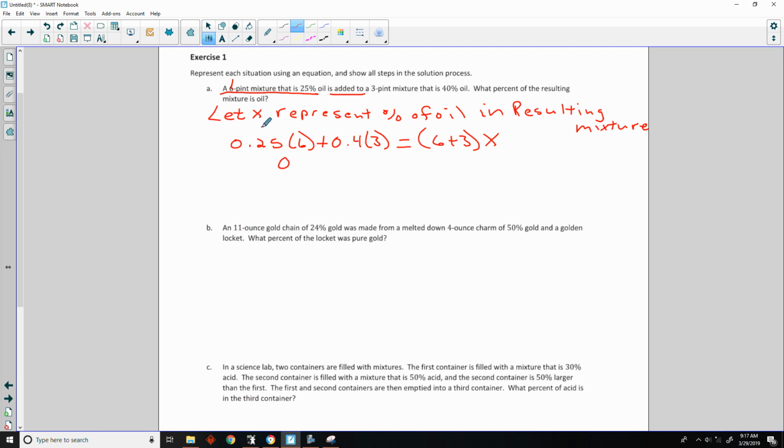So 0.25 times 6 is 1.5, plus 1.2 equals 9x. 1.5 plus 1.2 is 2.7 equals 9x. Divide both sides by 9, and x equals 0.3, or 30%. So the 9-pint mixture of oil has 30%.